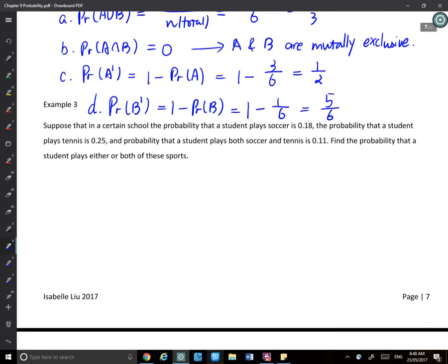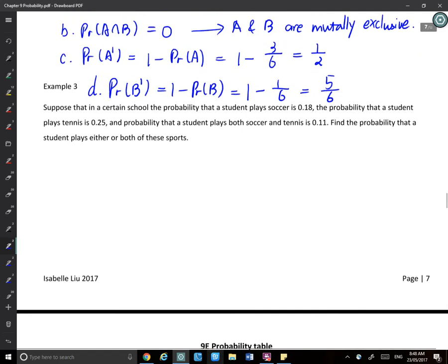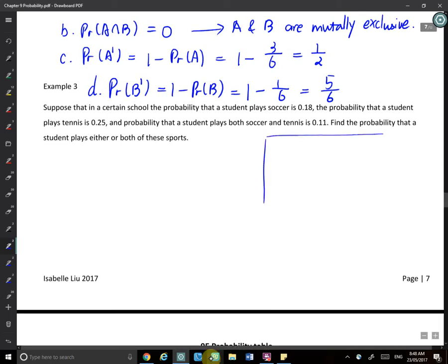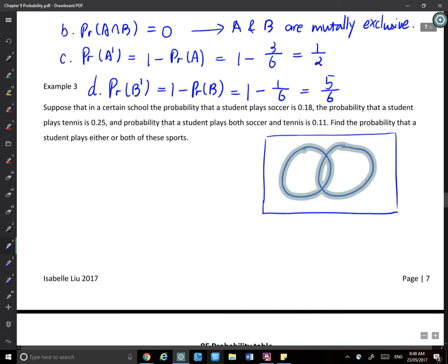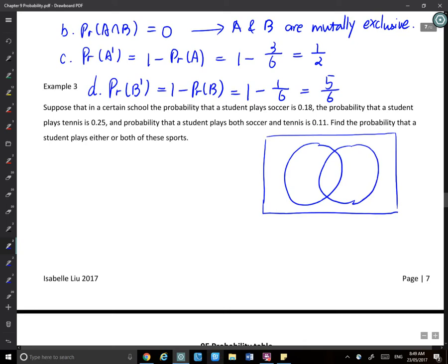Example 3. Suppose that in a certain school the probability that students play soccer is 0.18, the probability that students play tennis is 0.25, and the probability that students play both is 0.11. Find the probability that students play either or both of these sports. So the Venn diagram can not only represent numbers, it can also show the probability. So if it shows the probability, then the whole set will be 1. The whole set should add up to give you 1.